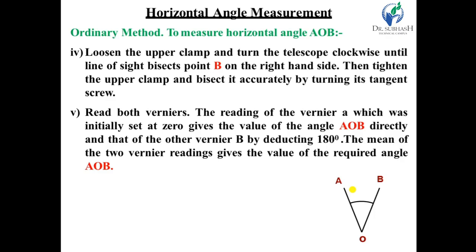Then tighten the upper clamp and bisect it accurately by turning the tangent screw. Read both the verniers. The reading of vernier A, which was initially set at 0, gives the value of angle AOB directly, and vernier B gives it by deducting 180 degrees. The mean of the two vernier readings gives the value of the required angle AOB.